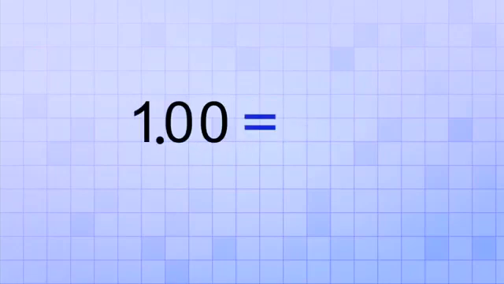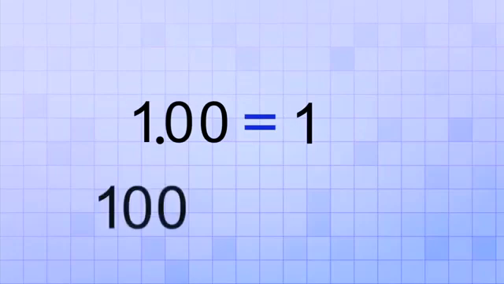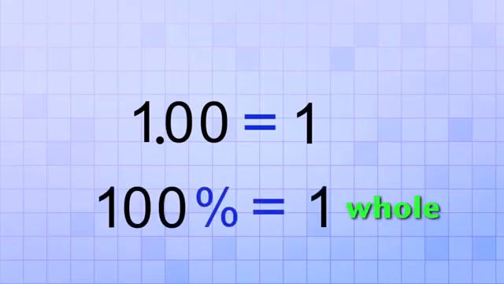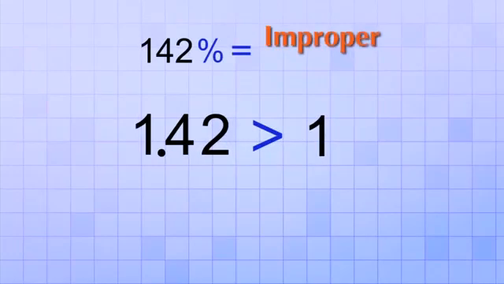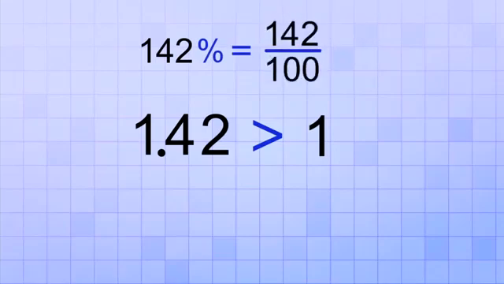And if we have 100% and we move the decimal point 2 places to the left, we end up with 1.00. But 1.00 is the same value as 1. And that's why 100% represents 1 whole. And if we have 142%, we move the decimal point to get 1.42. That's a value greater than 1, which is what we'd expect, because 142% is really an improper fraction, 142 over 100. Its value should be greater than 1.